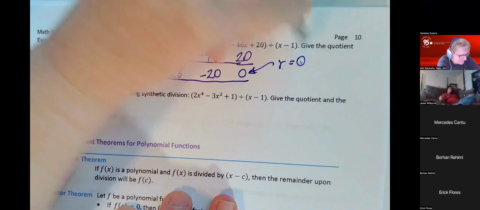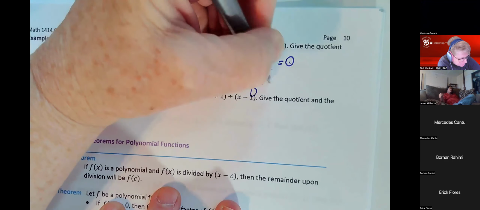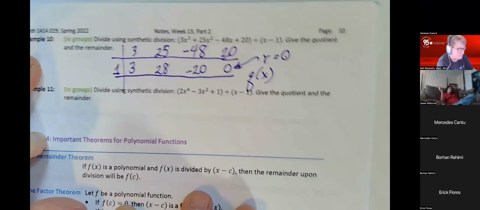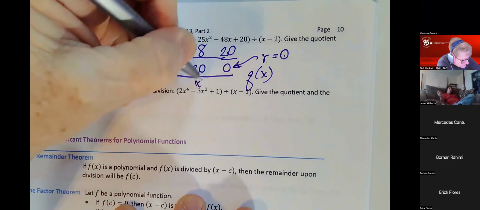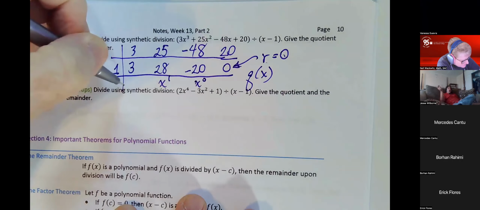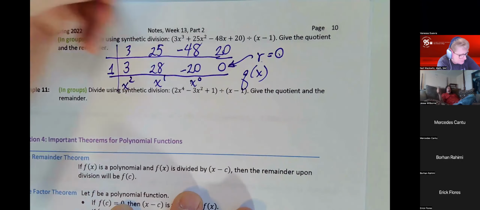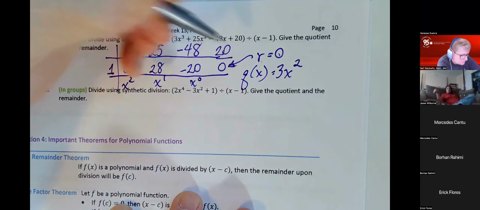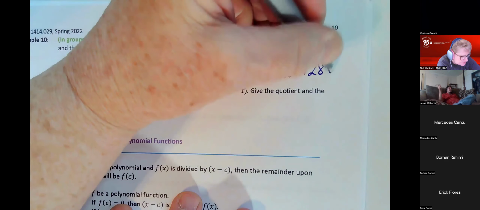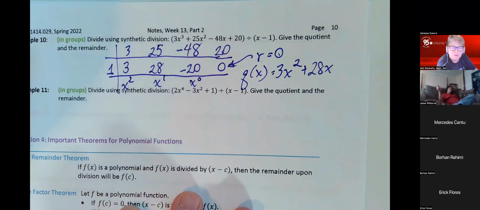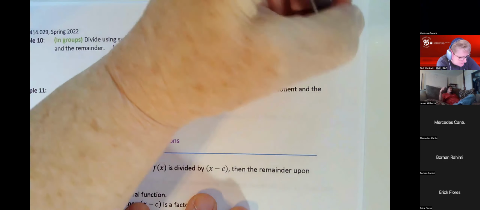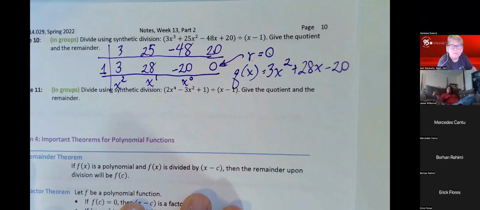0. Good. Q of x, the quotient is the other terms at the bottom. We have x to the 0, x to the first, x squared. So we're going to have 3x squared plus 28x. When I have x to the 0, do I have to put x to the 0 down? No. That's right. It's just 1. So minus 20.